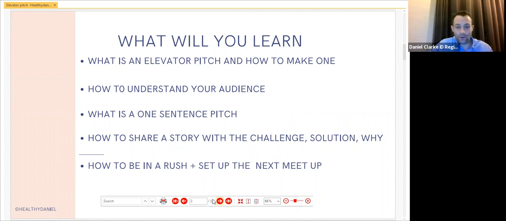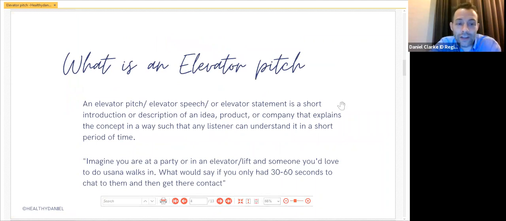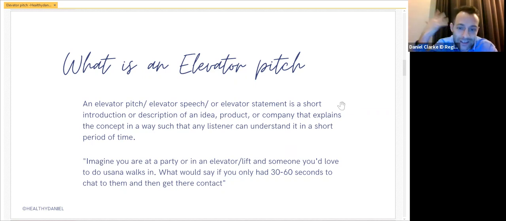Awesome. Okay, great. So what is an elevator pitch? An elevator pitch, or elevator speech, or elevator statement, is a short introduction or description of an idea, a product, or a company that explains the concept in a way that any listener can understand in a very short period of time. Now that Ramadan is here and Eid al-Fitr is coming, imagine you are at a party or an event, or in an elevator or lift with someone that you would love to do Usana with. What would you say to them if you only had 10 seconds, 30 seconds, 60 seconds to chat with them, get their contact, and have them be interested to speak with you on another day?